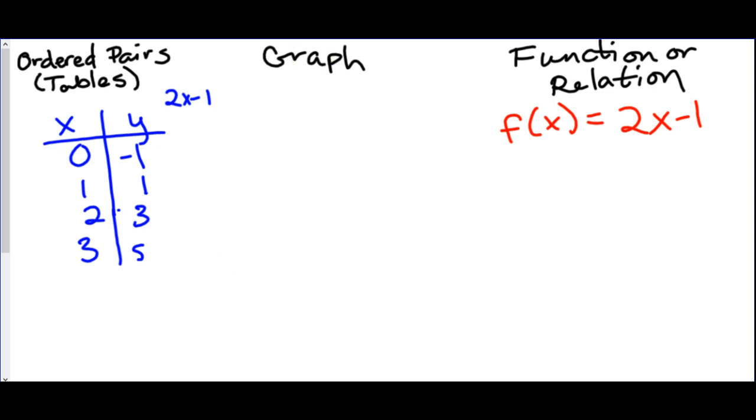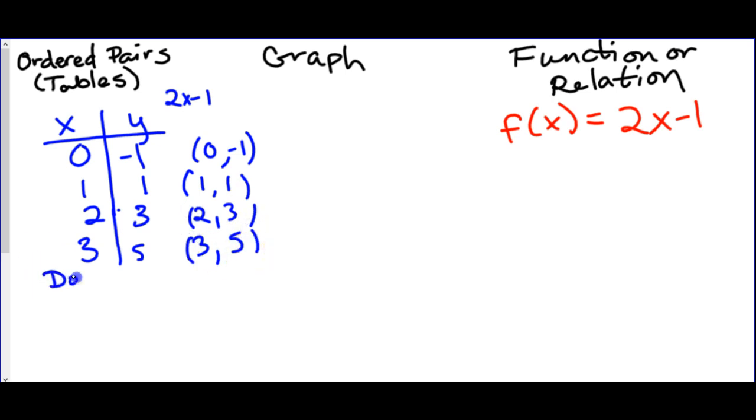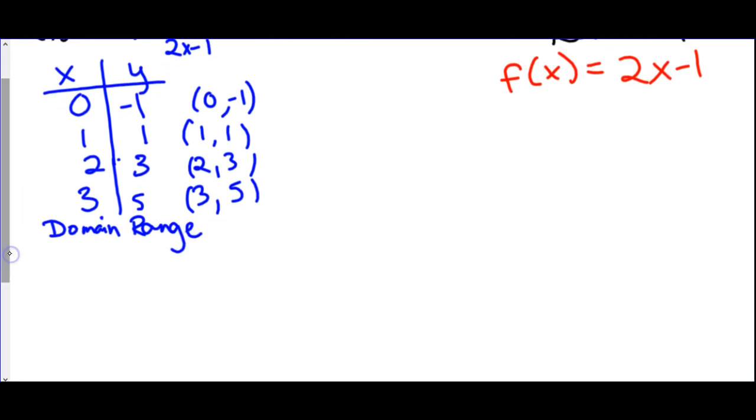This table is also a whole bunch of ordered pairs. We could write this as (0, -1), (1, 1), (2, 3), (3, 5). So when we have these ordered pairs or this table, the x values are part of the domain. The y values are part of the range. Well, when you go to find the inverse using ordered pairs or using a table, all you do is flip the domain and the range.